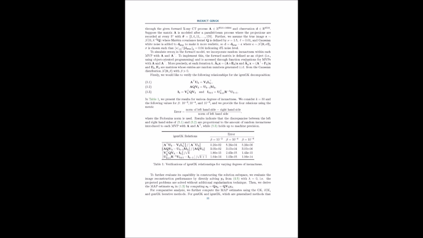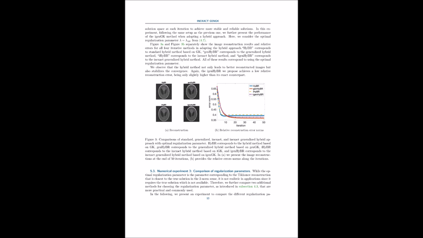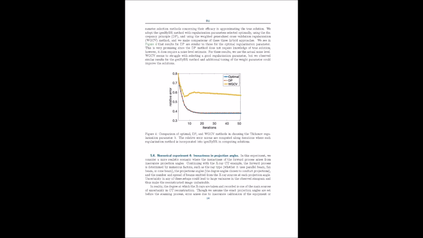The results displayed in Figure 4 offer some fascinating insights. The DP method actually performs incredibly well, achieving relative error norms that are very close to those obtained with the optimal method. That's impressive. So even without prior knowledge of the true solution, the DP method manages to identify a near-optimal regularization parameter. It does.